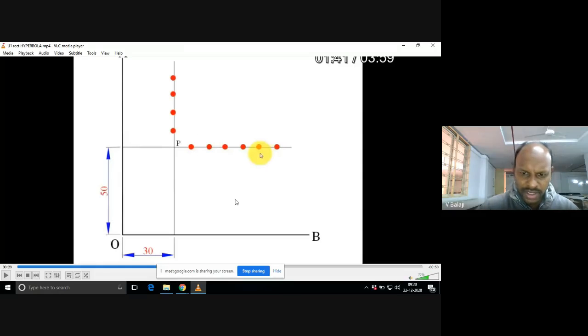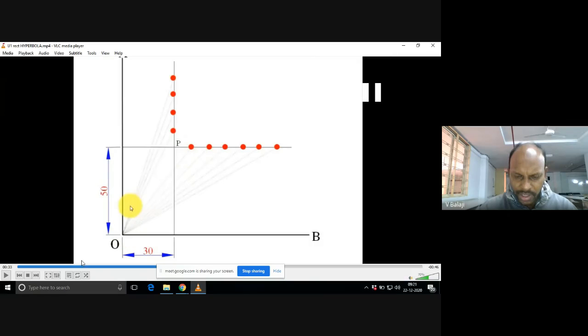Now it is very important to remember this step. You join all these points, the dots I have shown you in red, to the origin point, or the intersecting point of these asymptotes. From O you need to join all the red dots.